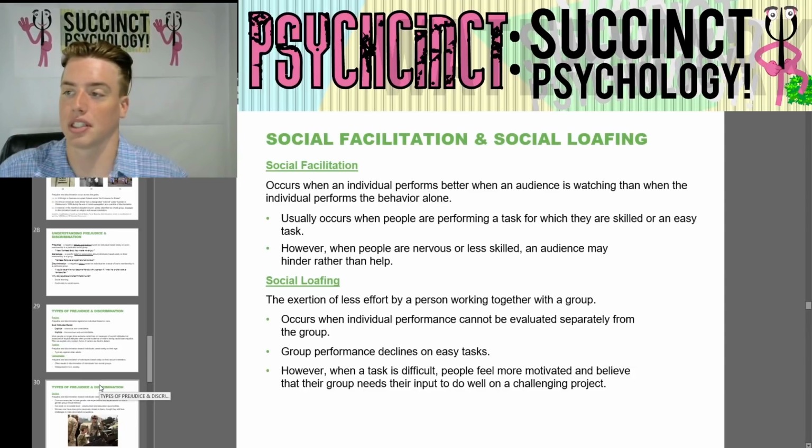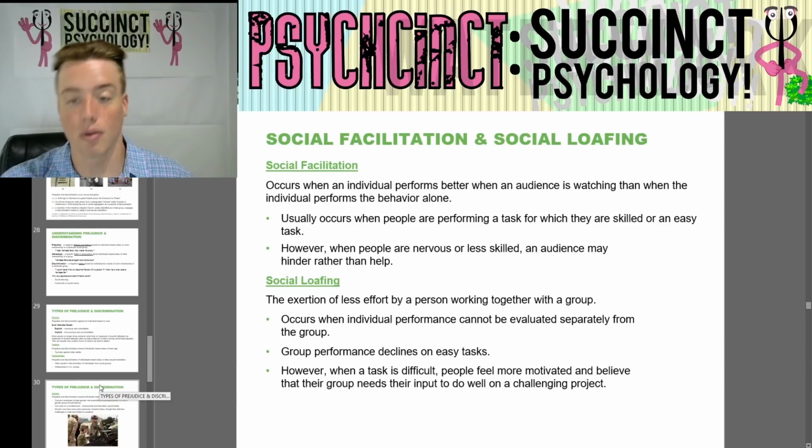Next, we have social facilitation and social loafing. Now, social facilitation occurs when an individual performs better when an audience is watching than when the individual performs behavior alone. This usually occurs when people are performing a task for which they are skilled or an easy task. However, when people are nervous or less skilled, an audience may hinder rather than help.